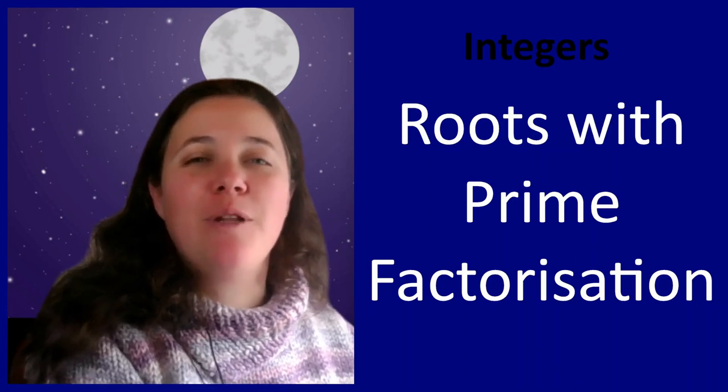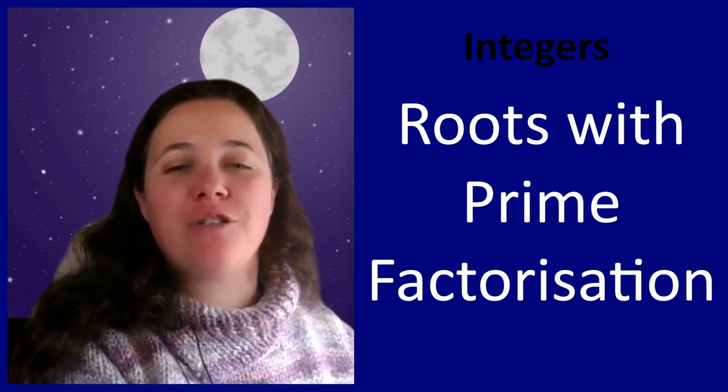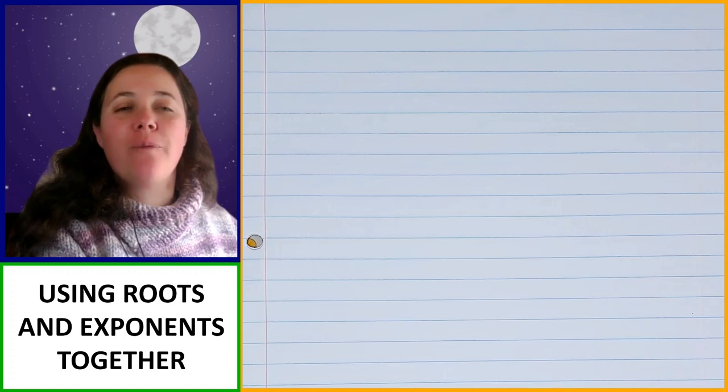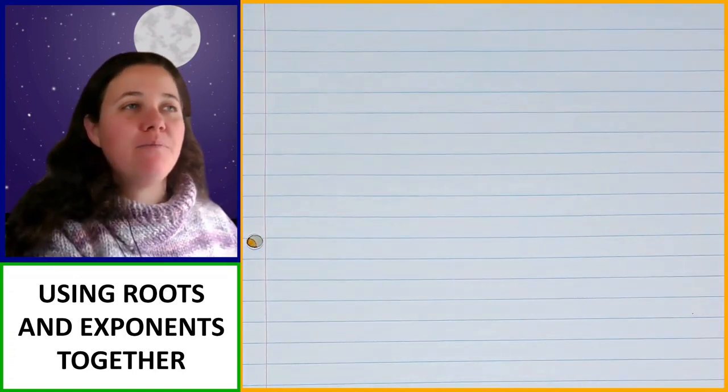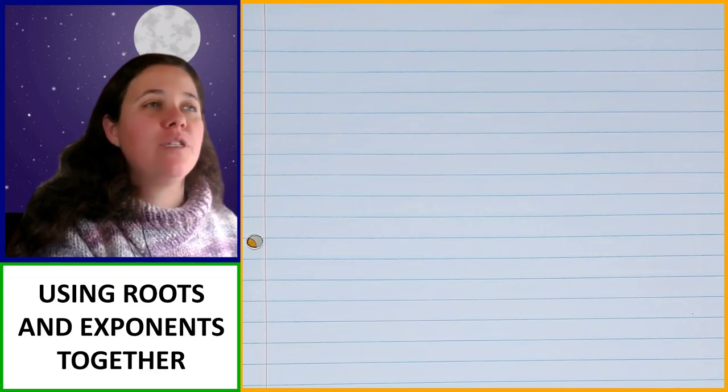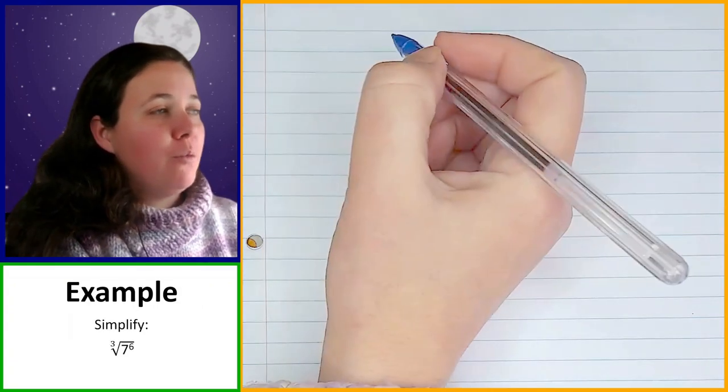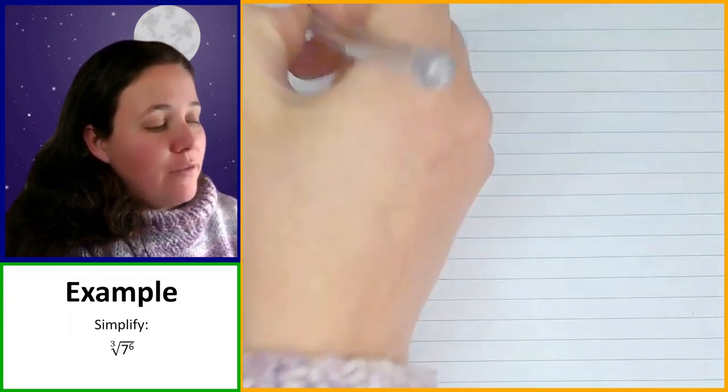Hi, today we're going to be learning about finding roots using prime factorization. We're going to start off by looking at how roots and exponents are related to each other. Okay, so we're going to do an example first. We're going to look at the cube root of 7 to the power of 6.